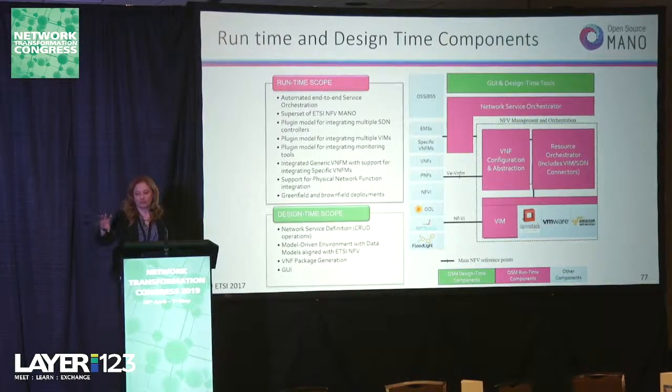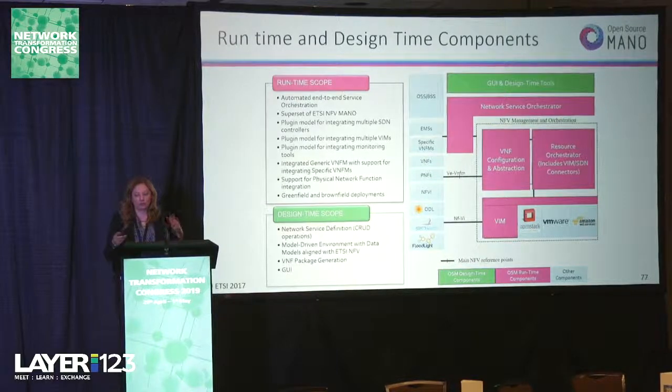Then when you look at all of the pink boxes, that's our runtime scope. And so this is where we actually perform those deployments and those day 2 lifecycle operations. And so we have our network service orchestrator across the top. We have a separate module for VNF configuration and abstraction. And so this is really the application layer type configuration. Then beside that, we have our resource orchestrator, or affectionately called the RO by the contributors. That's really responsible for all of the interactions with the VIM layers and the SDN layers.